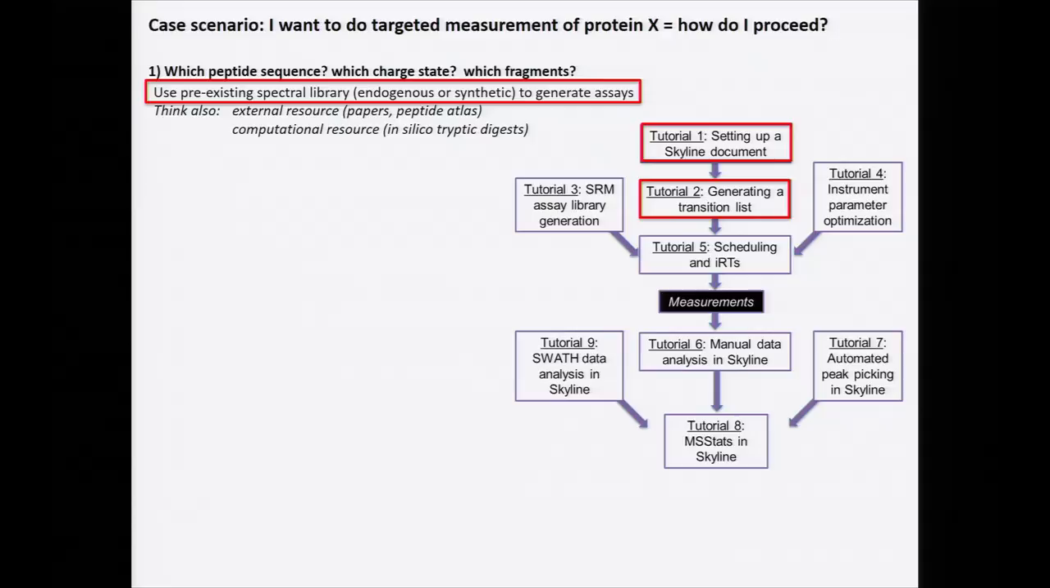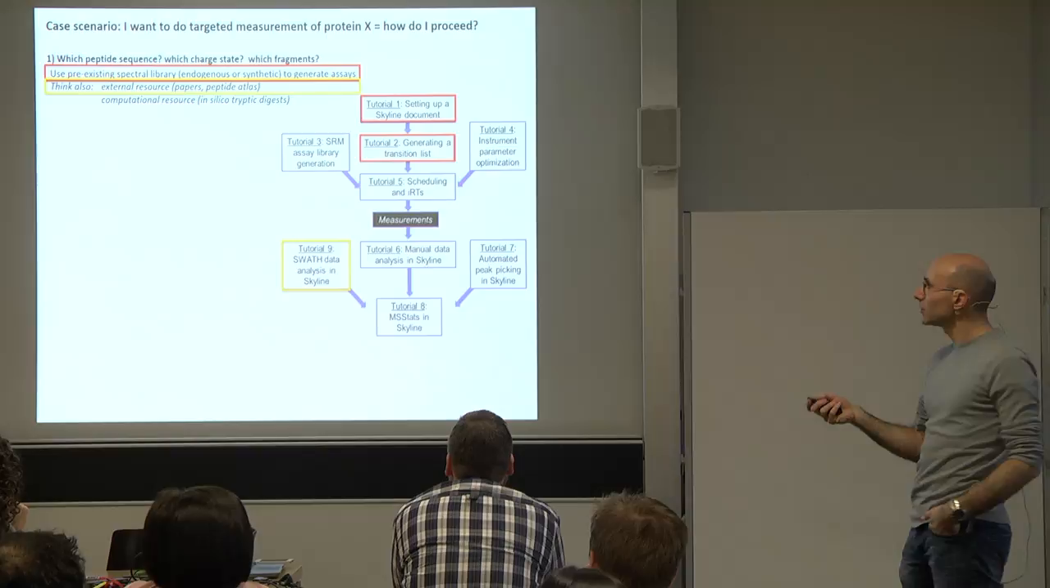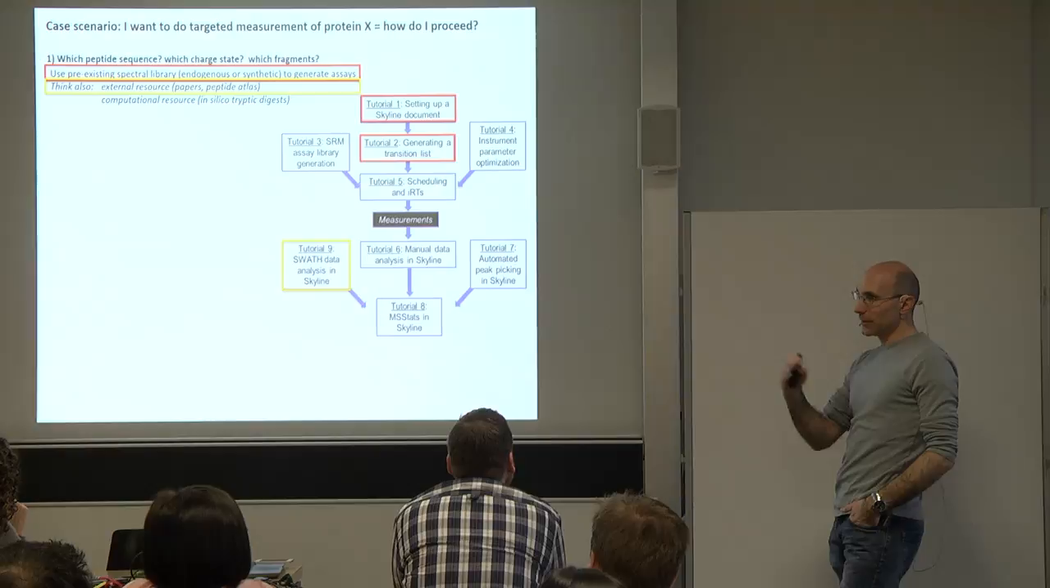I will also comment about the external resources, for example papers published in the literature, or external resources like PeptideAtlas, or maybe Panorama or Chorus, where you've seen, I think this afternoon, how to import this data directly in Skyline in order for you to get started from data acquired in external labs as well.